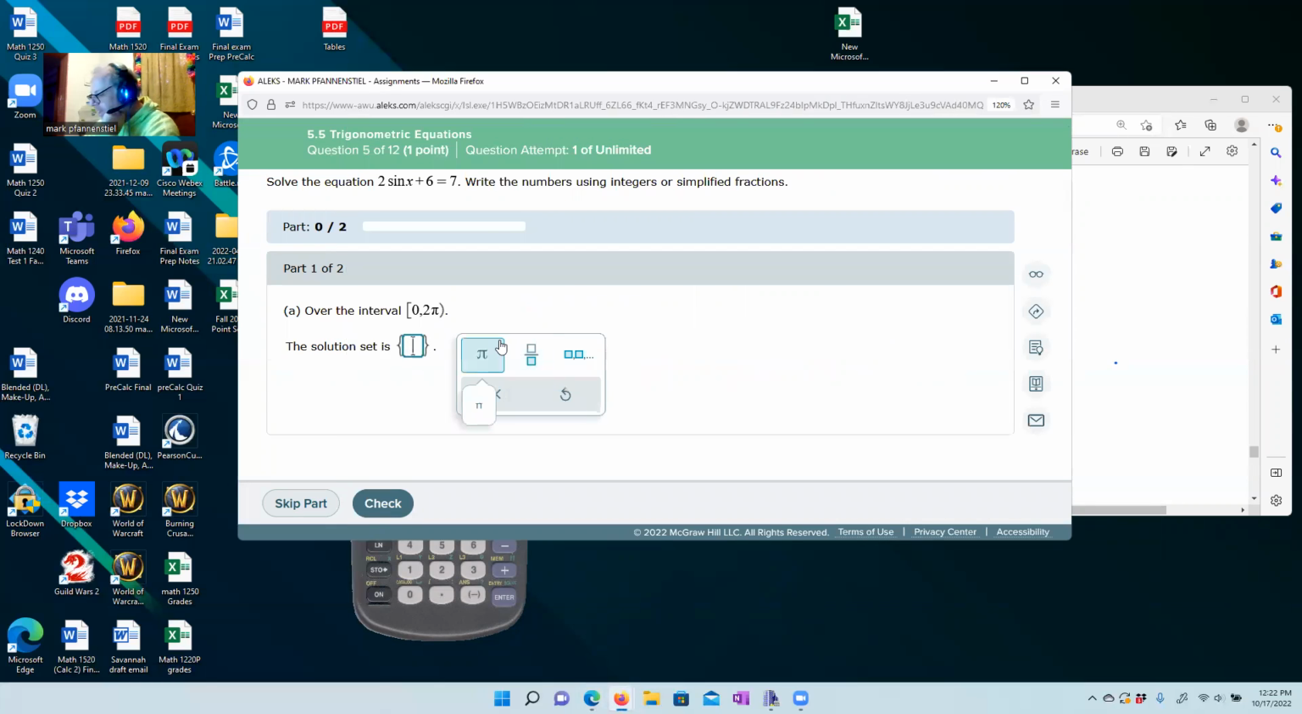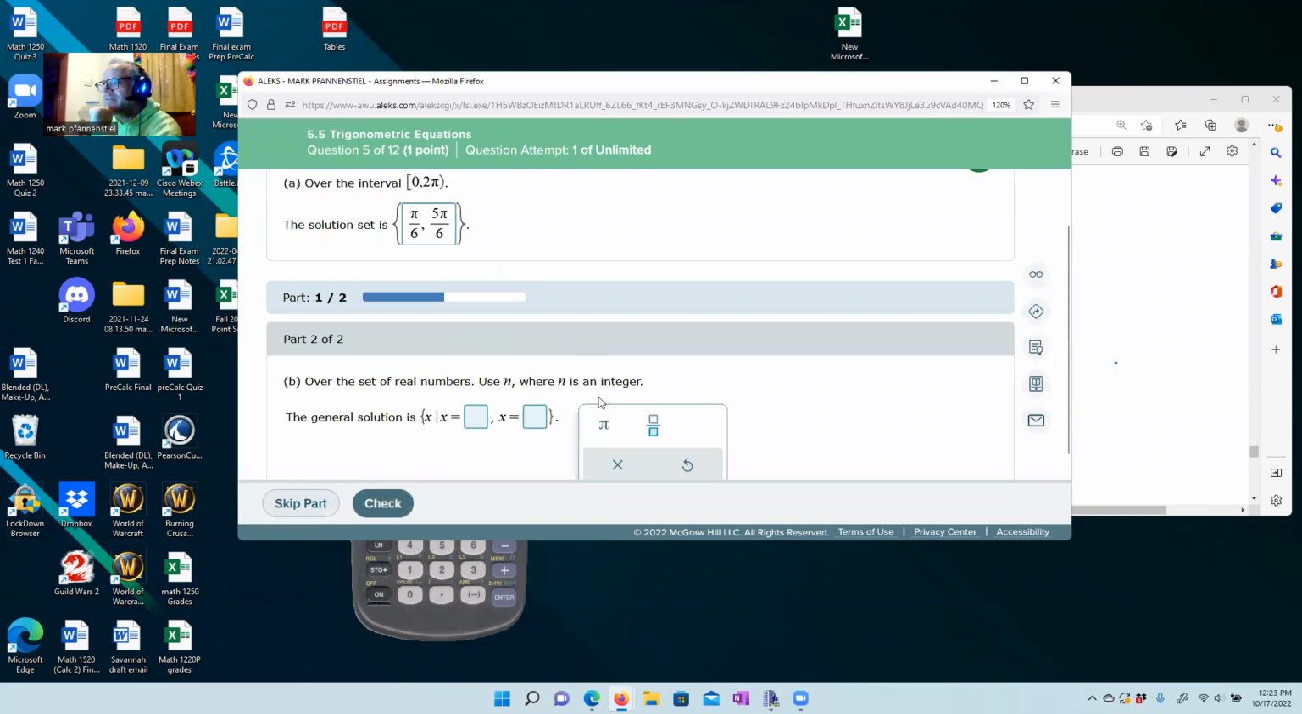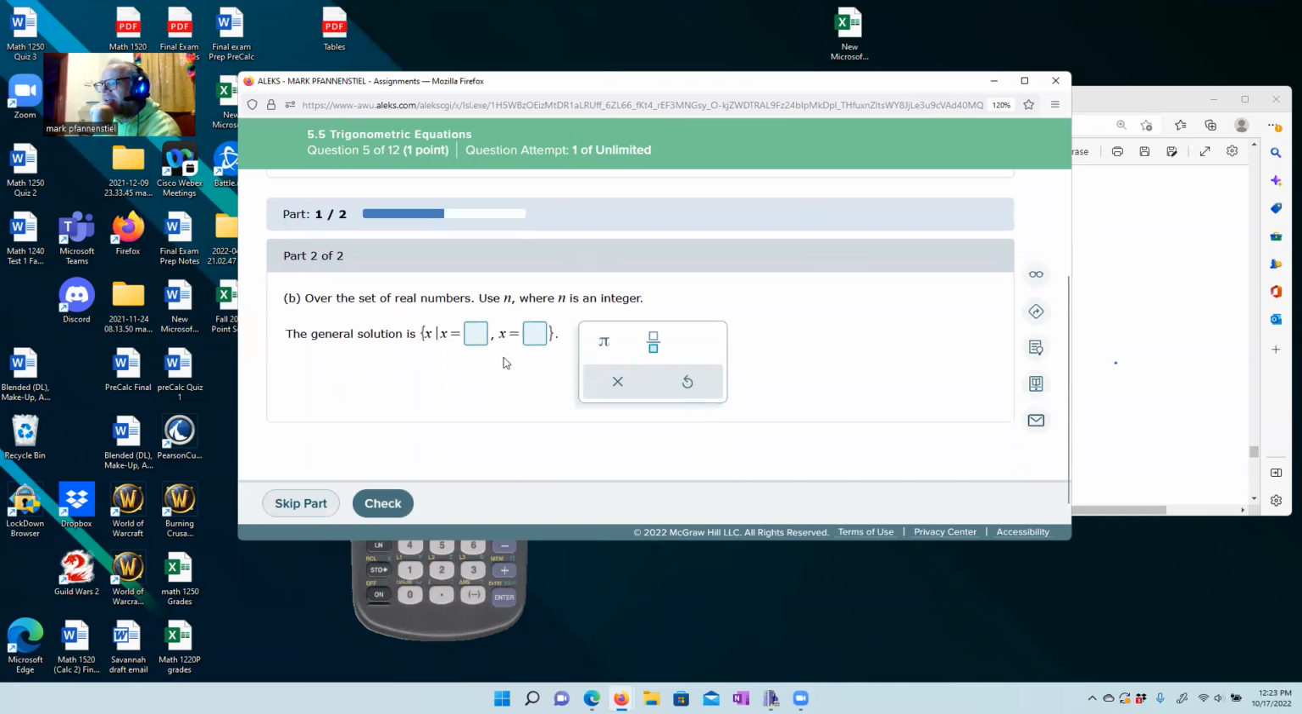So we're going to say pi over 6, comma, and then we want 5 pi over 6. And again, your book is very kind to you. They only expect you to do this one time. Not all books are this kind. So we'll go ahead and check that, and then they give us the green flag.